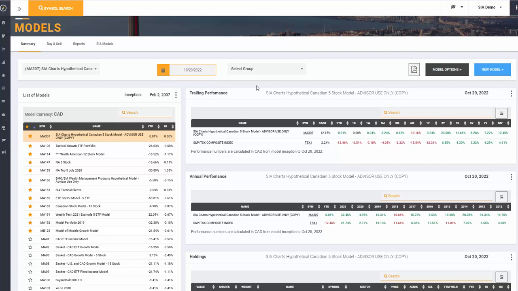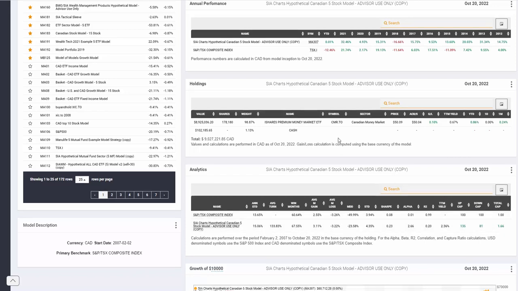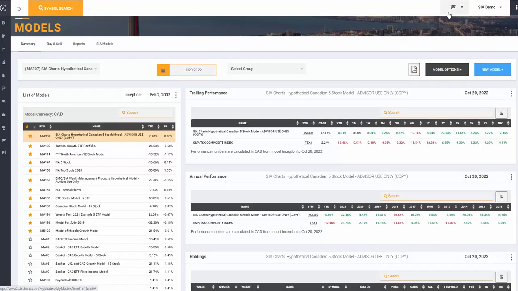Today we're going to be taking a look at the new capture ratios that launched in the models area, and going to explain first of all what they are, what do they mean, and where you can find them on the system. So what you'll see is I'm in the models area, and just choose any model, scroll down, and you're going to see in the analytics or risk reward section some new ratios here called up capture, downside capture, and total capture ratio. You're also going to find definitions of what these mean in the calculations and formulas guide above.